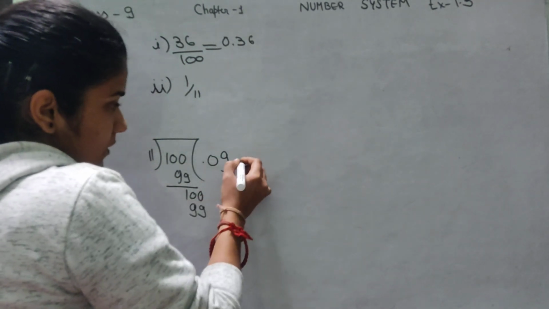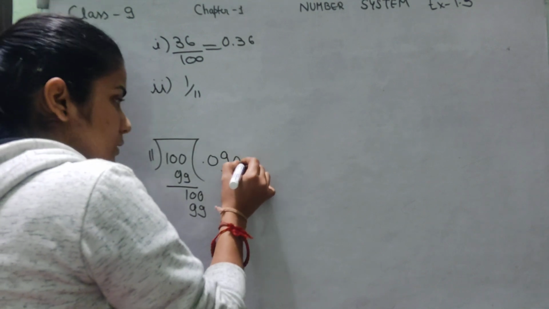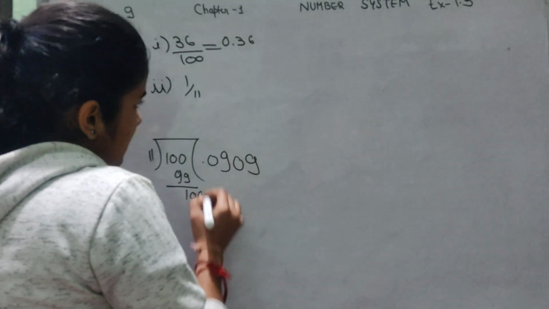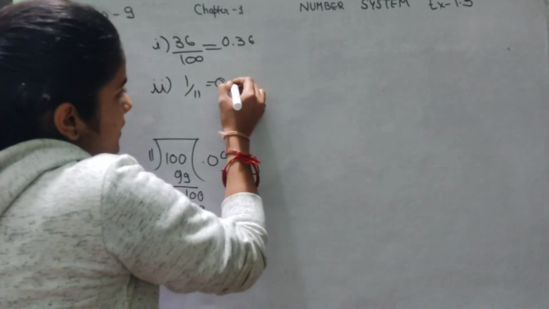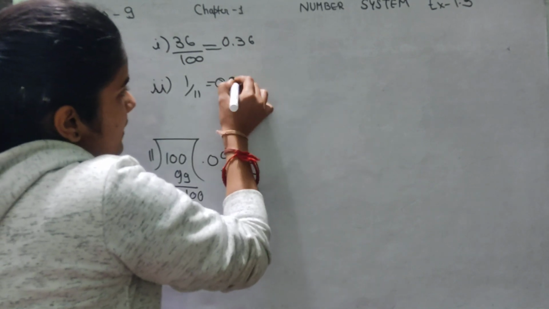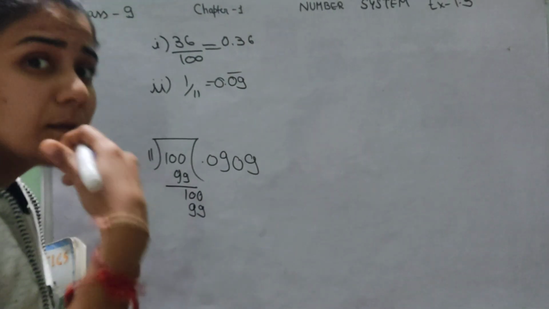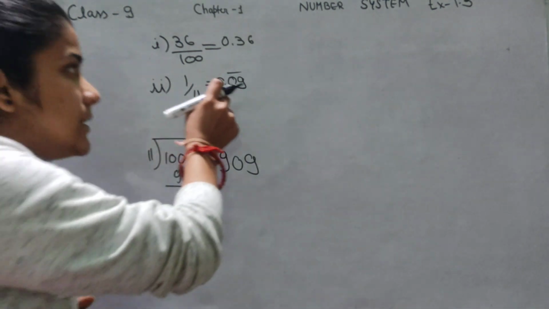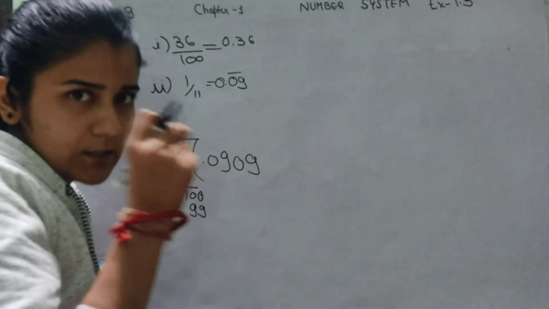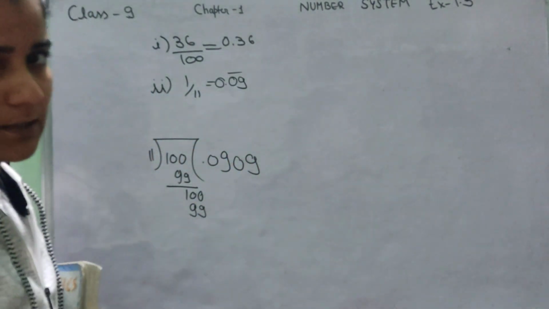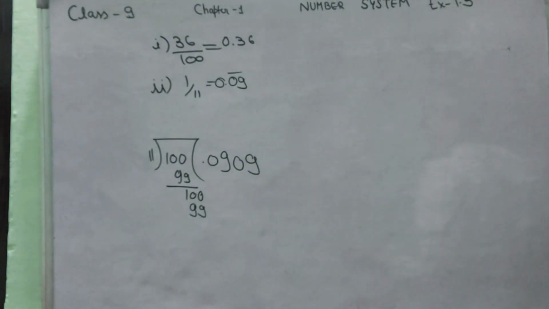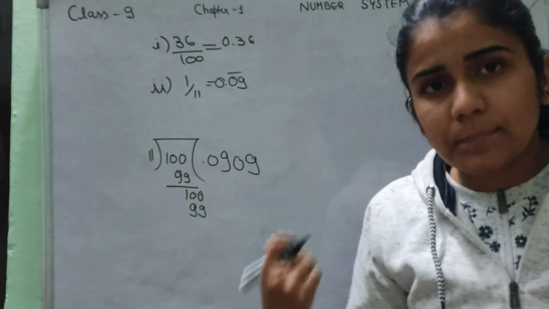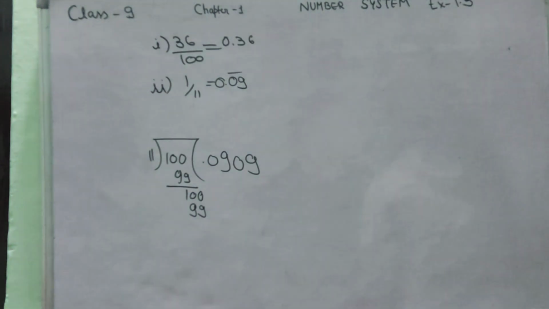So what we need to do is write it as 0.09 bar, which simply states that it is a non-terminating but repeating number. What it simply states is that it is a non-terminating but repeating number.